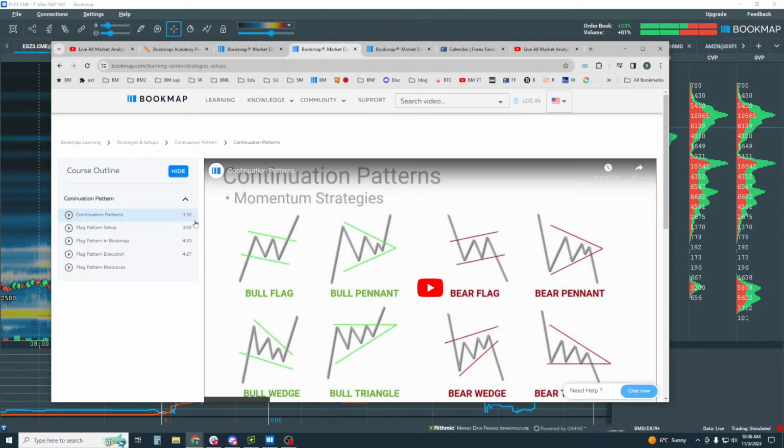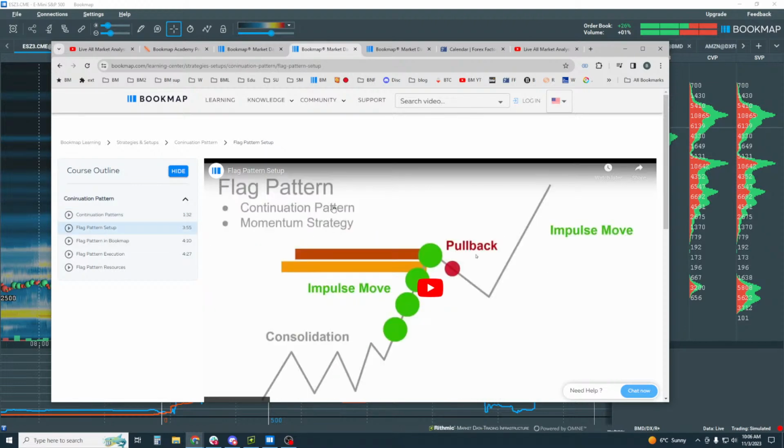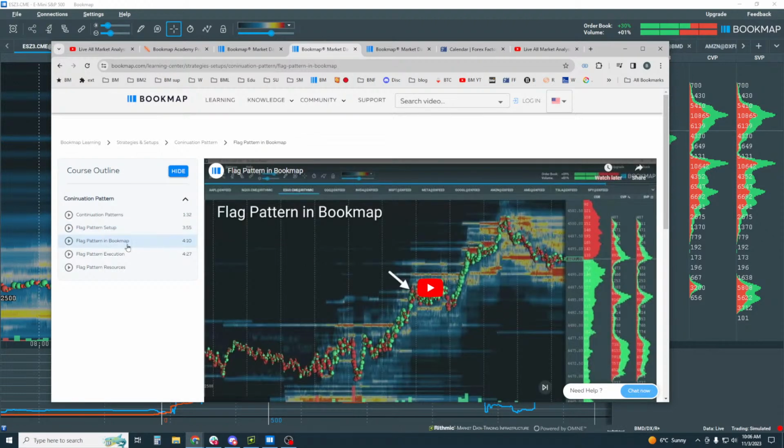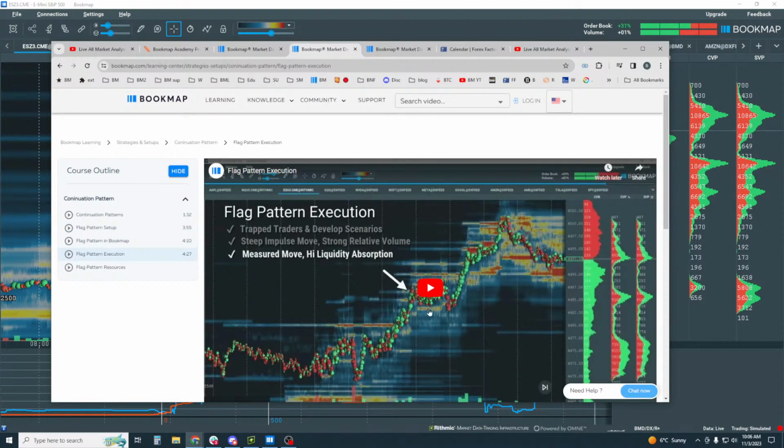This video here is not really very important. It just talks about continuation patterns and momentum strategies in general. Very short, it just sets the tone. Here is seeing the flag pattern in a diagram. Here it is seeing it in Bookmap. And here it is on how to execute. This is actually the most important one. And we have a checklist here on what to look for in your flag pattern.